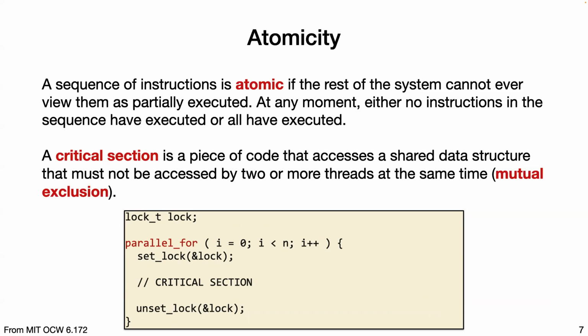And a critical section is this piece of code that accesses the same data structure that cannot be accessed by two or more threads at the same time. So that is mutual exclusion, and we can implement it with locks. This is what we saw last time. We have a lock, we have this parallel for, and inside it, if we have some section that we need to protect, like the hash table, we set the lock, we do whatever we needed to do, and then we unset it.